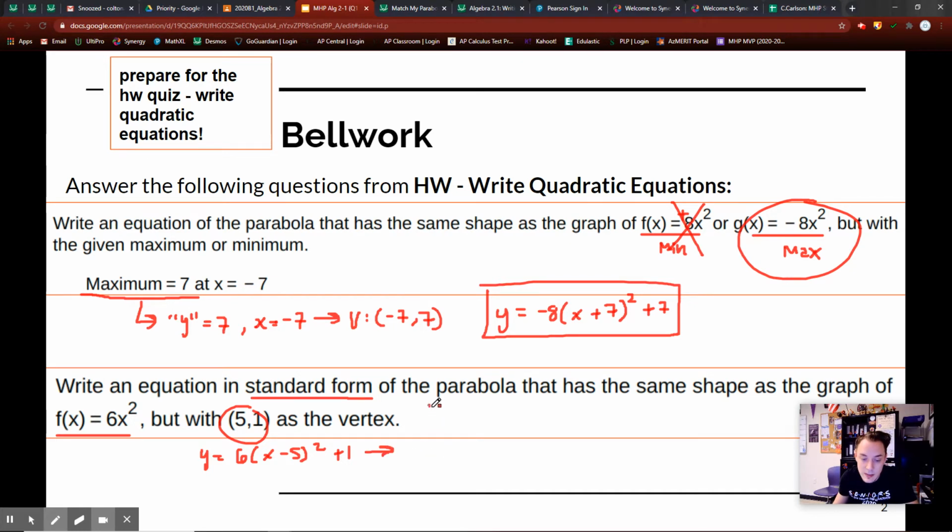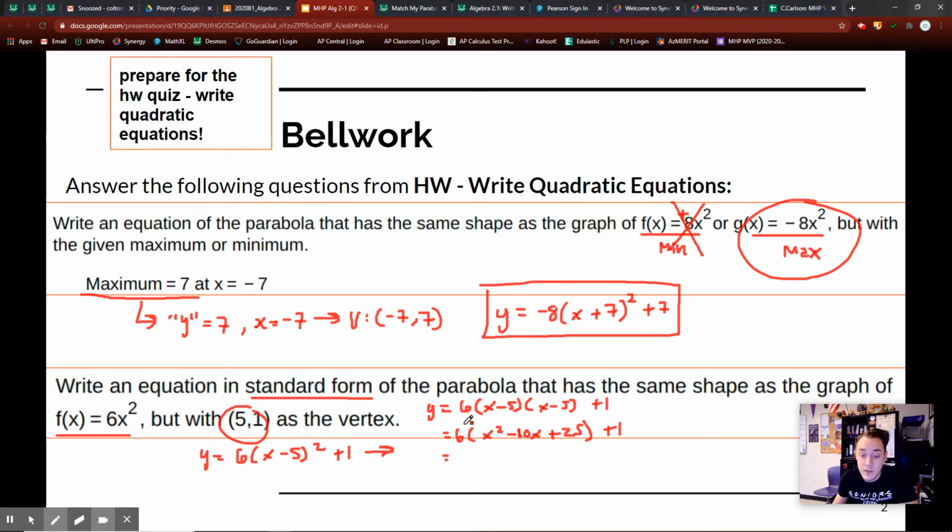So this is the same thing as saying y equals 6, and then x minus 5 times x minus 5, plus 1. So let's FOIL all this out. So this is x squared plus 10x, and then plus 25. I made one mistake here. It's actually a minus 10x. So I FOILed that out. If you're struggling with that, just let me know. But we should be solid with our foiling by now.